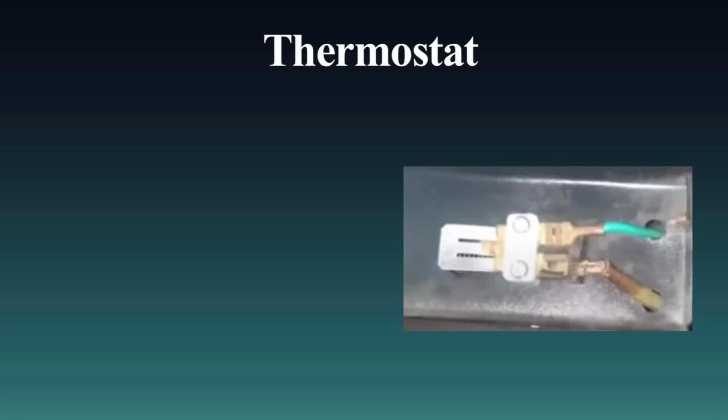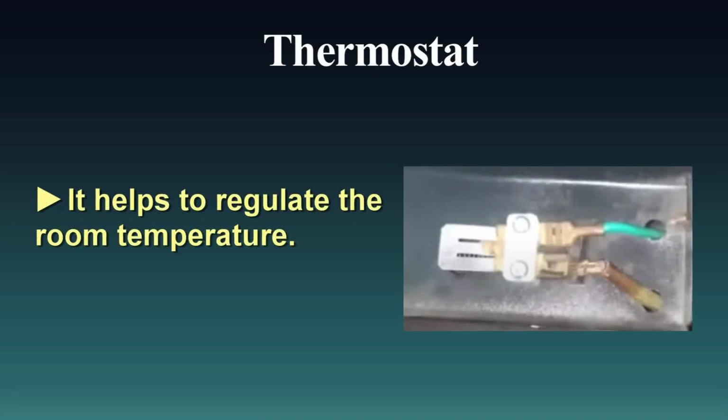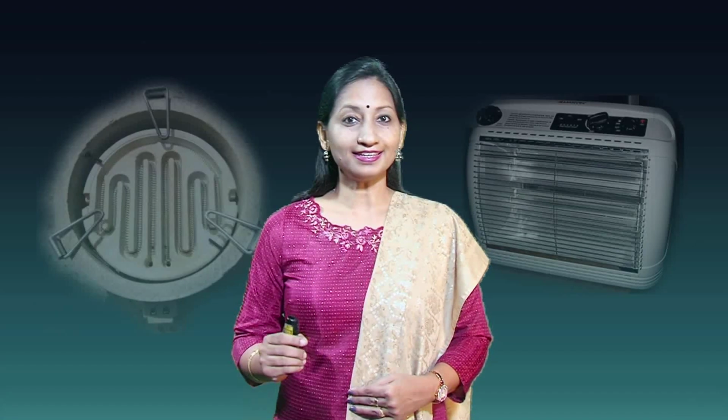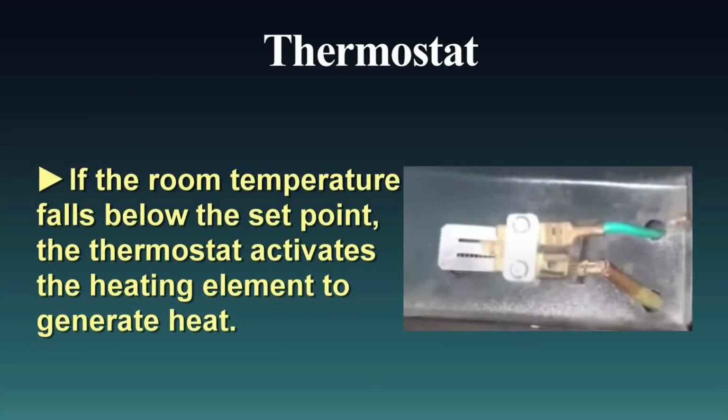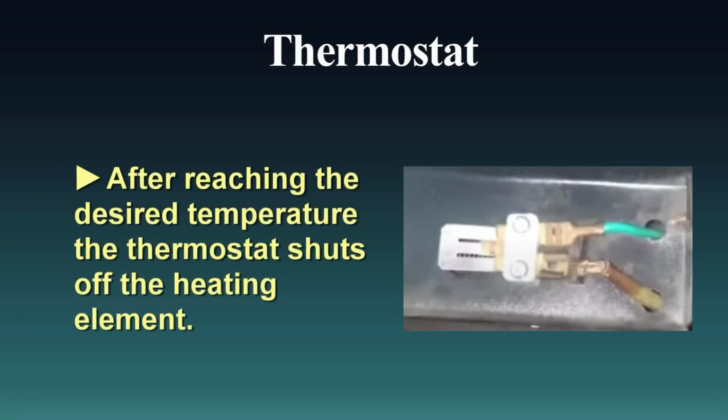Thermostat. Thermostat is a vital component that helps to regulate the room temperature. It senses the ambient temperature and compares it to the desired temperature set by the user. If the room temperature falls below the set point, the thermostat activates the heating element to generate heat. And once the room reaches the desired temperature, the thermostat shuts off the heating element to prevent overheating.